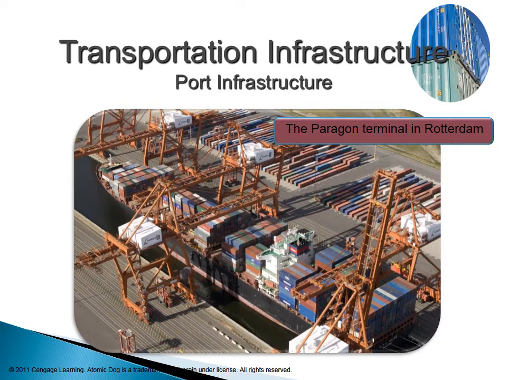This is another very important port. It is the Paragon terminal in Rotterdam. Over here we see cranes, but one interesting thing is that we see cranes from two directions. This is important when the ship is wide so that the cranes cannot reach the other end. The other advantage with cranes from both directions is that loading becomes faster and it is safer, so that the stability of the ship is not affected.